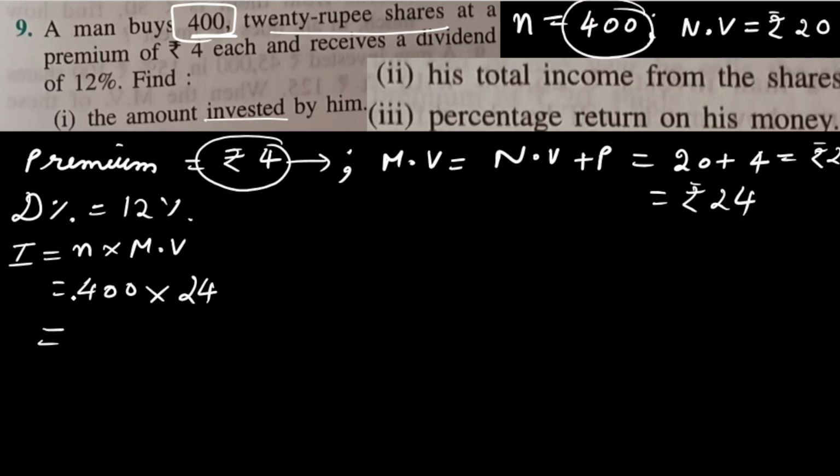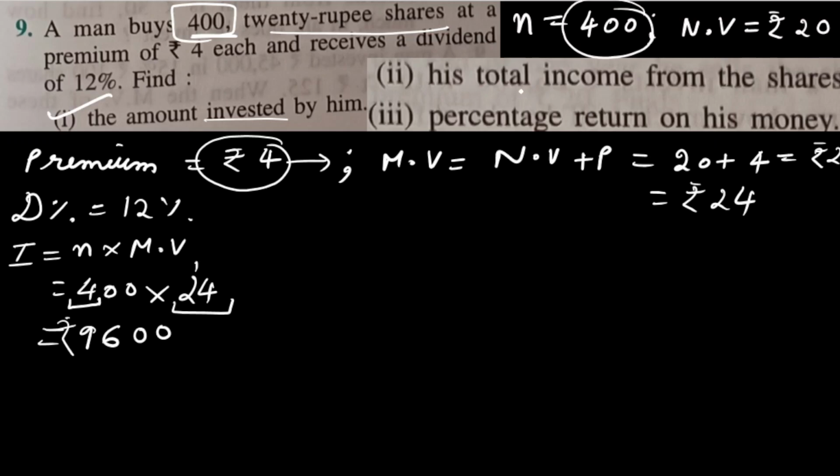We can multiply. Same concept: whenever numbers along with zeros are given, just multiply the numbers. 4 into 4, 16. 1 will get carried. So 4 into 4, 16, plus 1 carried, 96. 2 zeros. Now with this 96 I'll write the zeros, so 9,600 it will become. First part is done. Investment we have found.